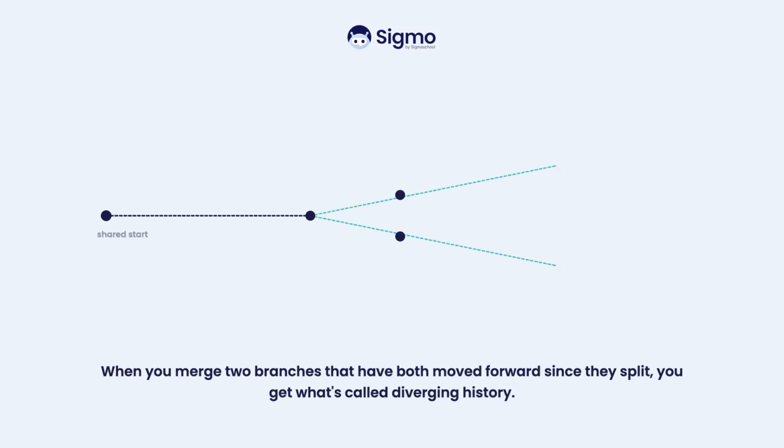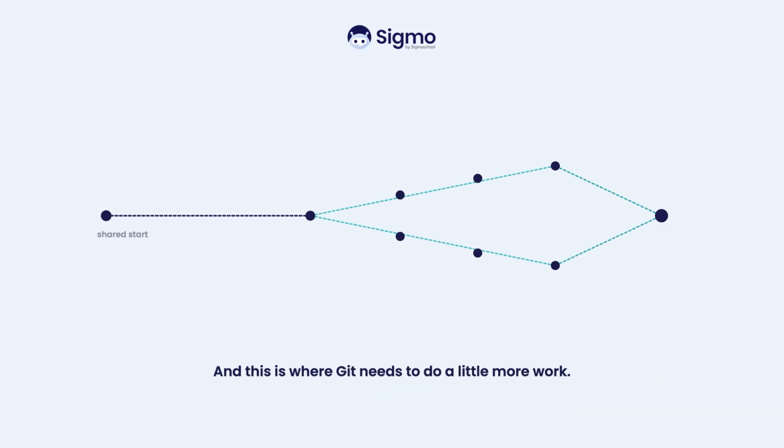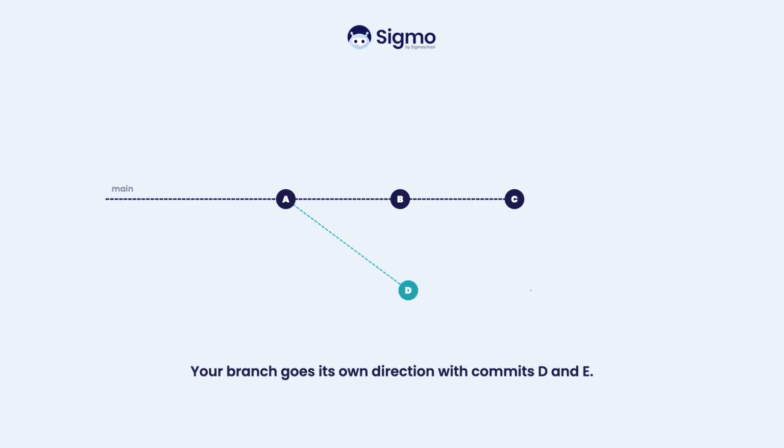When you merge two branches that have both moved forward since they split, you get what's called diverging history, and this is where Git needs to do a little more work. Here's what that looks like. You branch off main at point A. Main continues forward with commits B and C. Your branch goes its own direction with commits D and E.